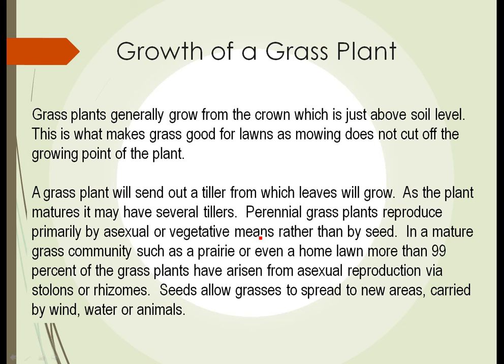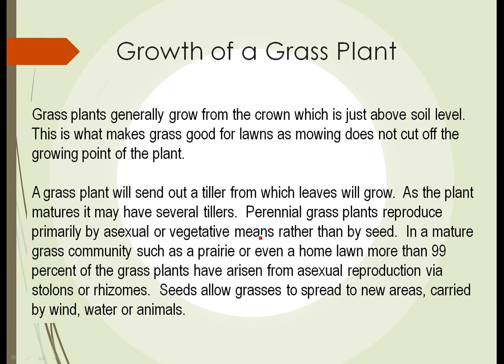Grass plants typically grow from the crown, as I mentioned, just above the soil level. It sends out tillers, and the leaves grow from the tiller. As grass plants mature, they can have several tillers. Perennial grass plants, like the type of grass that makes up your lawn, reproduce primarily vegetatively or asexually, as opposed to by seed. In a mature grass community, like your lawn or a prairie, 99% or more of the grass plants in that community have arisen from asexual reproduction via stolons or rhizomes.